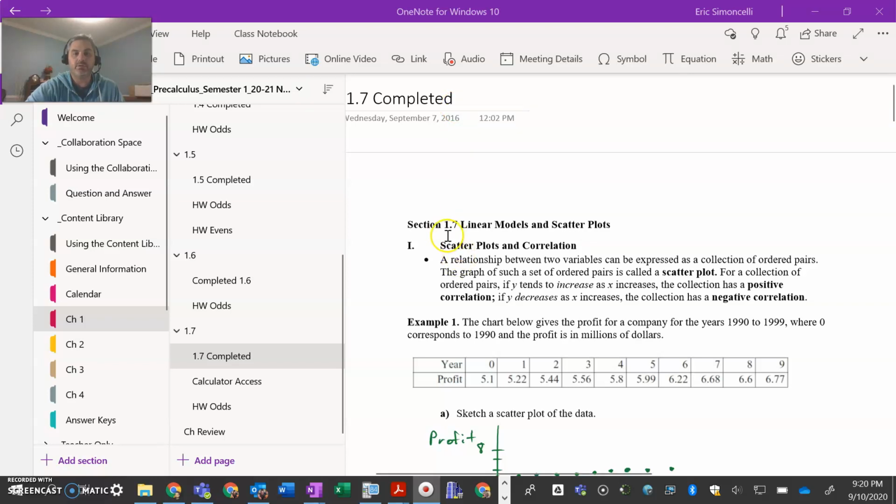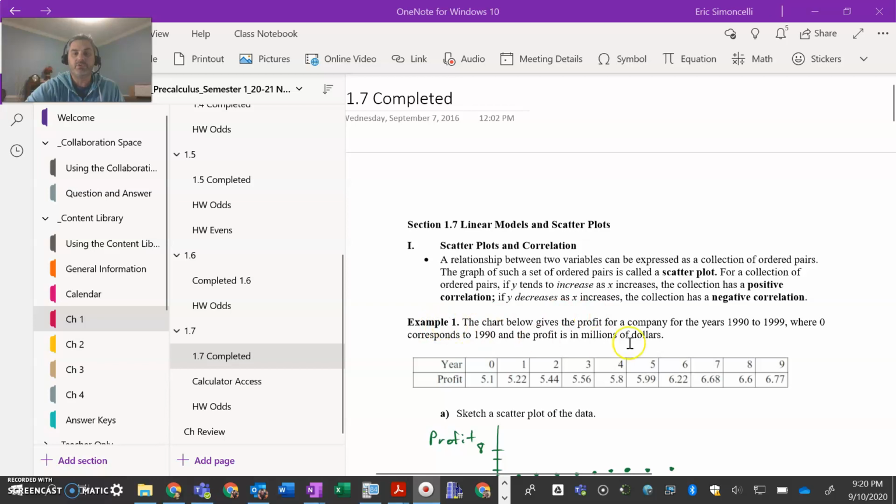Today we're going to be taking a look at linear models and scatter plots. Scatter plots and correlation. A relationship between two variables can be expressed as a collection of ordered pairs. The graph of such a set of ordered pairs is called a scatter plot. For a collection of ordered pairs, if y tends to increase as x increases, the collection has a positive correlation. If y decreases as x increases, the collection has a negative correlation.